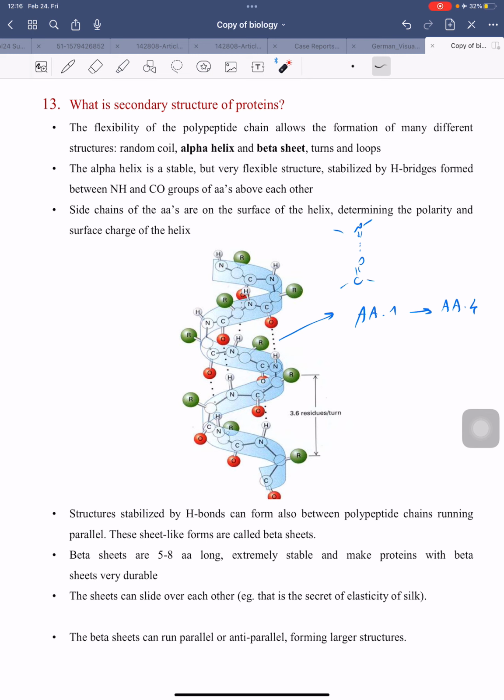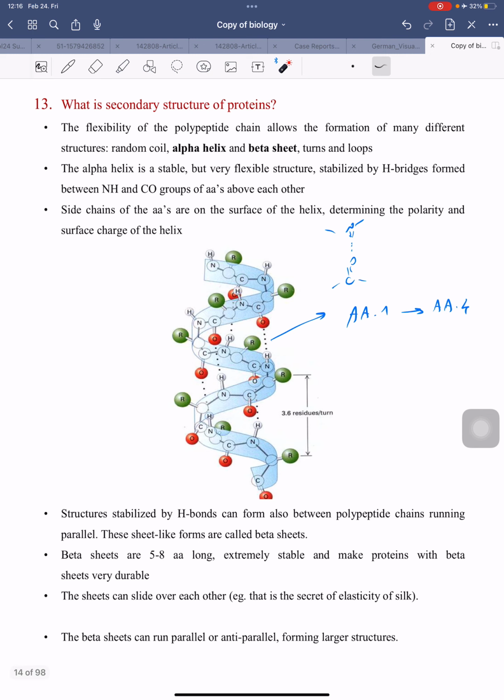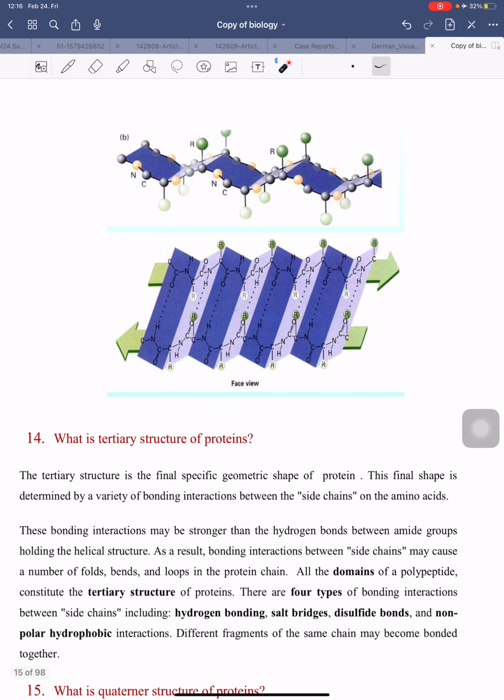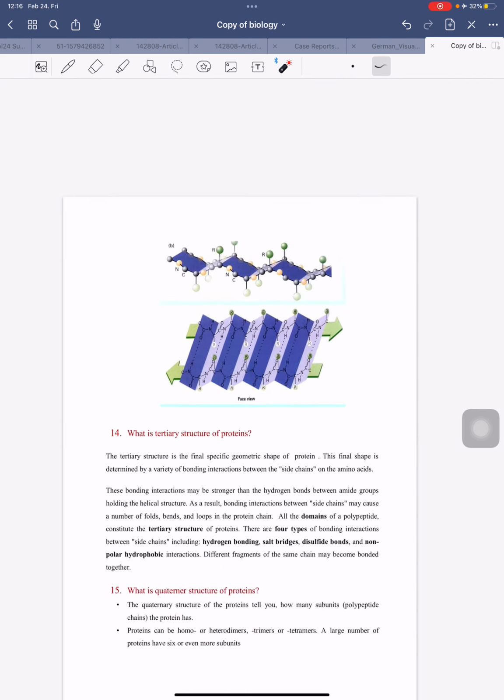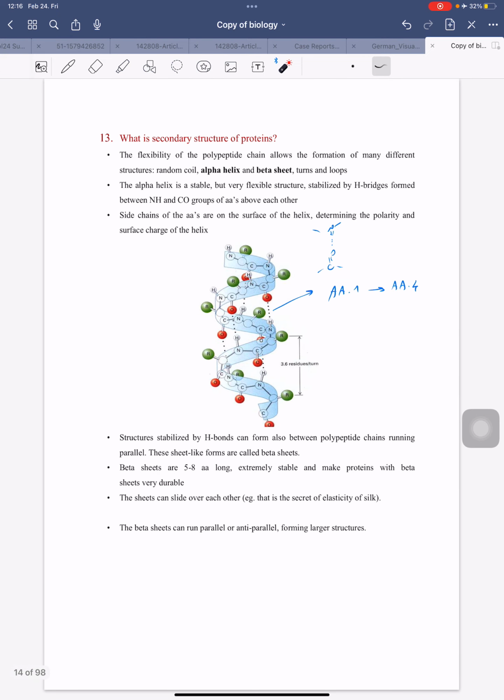The structure is stabilized by hydrogen bonds, which can also form between polypeptide chains running in parallel. This sheet-like form is called the beta sheet. We will see it on the next page. We have 2 types of beta sheet: if the chains run in the same direction, it is parallel, or in the opposite direction, it is anti-parallel. The hydrogen bond is between opposite amino acids, between the amine group and the carbonyl group. They can be parallel and anti-parallel.